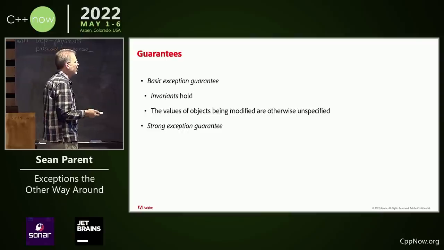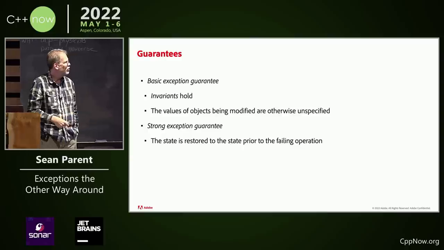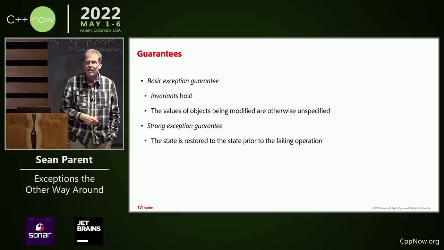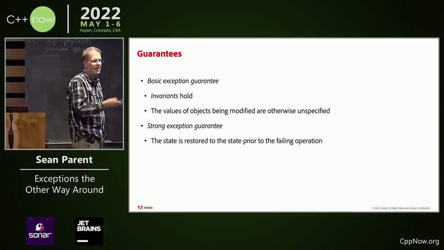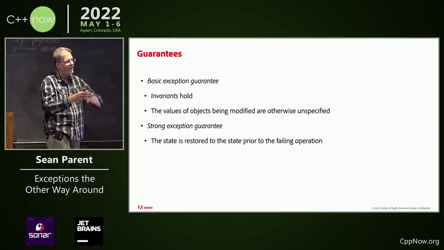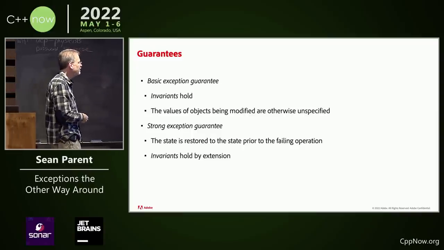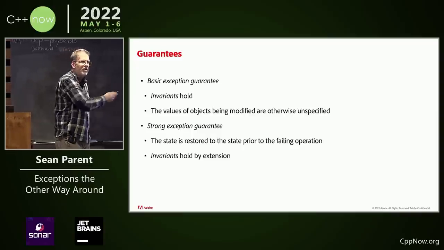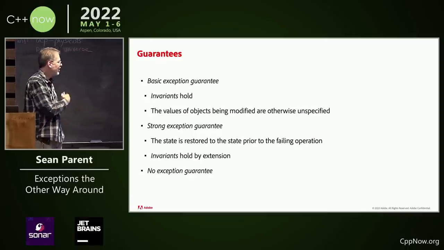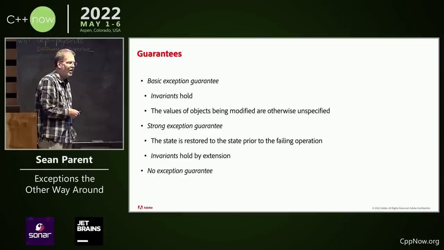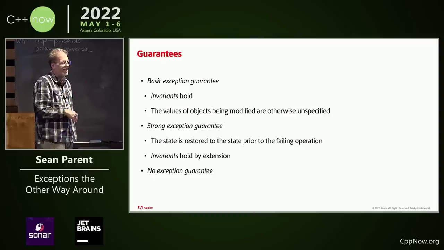There's the strong exception guarantee, which means that the state of the machine is restored to the state prior to the failing operation. That means that if you had a valid iterator, it's still valid, or a valid pointer, it's still valid. So you can't even have spooky action at a distance and obey the strong safety guarantee. So the invariants of your system hold by extension. And then there's the no exception guarantee. Like you could still allocate some extra memory, for example. Yeah, we're talking about logical state, not physical state.